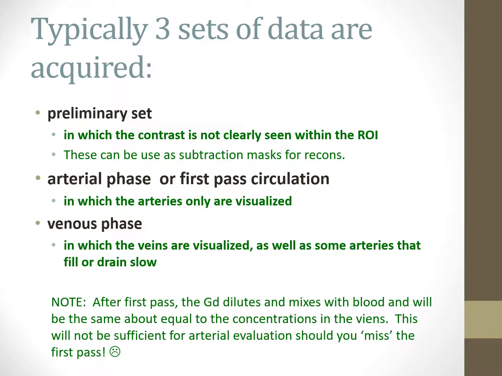Then we'll do an arterial phase or a first pass circulation in which only the arteries are going to be visualized, followed by a venous phase for which only the veins will be visualized. Some of the slower flowing arteries may still be draining, but that's okay. Now, a lot of sites only do 2 phases, and that's perfectly fine. It just depends upon what you're after and what you're looking for. Some sites are automatically setting up for a 3-phase pass system.